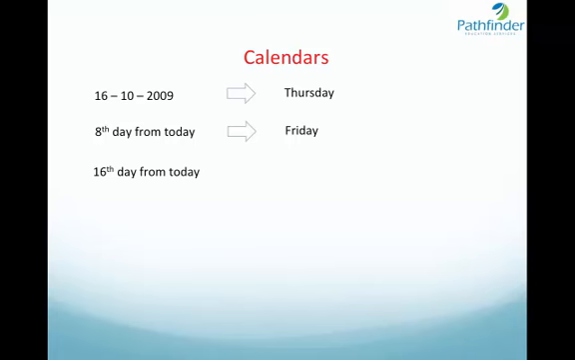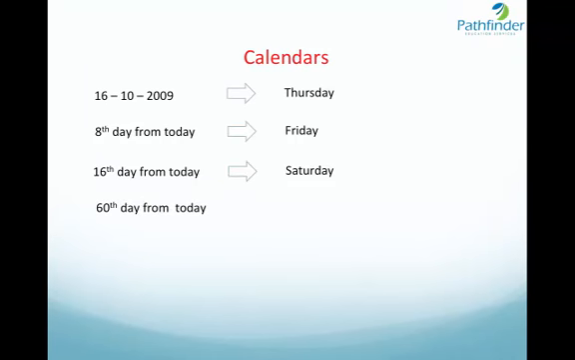And remember, you have to count the number of odd days after the reference day. Let us say I want to calculate the 16th day from today. Again, I divide 16 by 7. What is the remainder? The remainder is 2. And what is my reference day? Thursday. So I will calculate 2 days after Thursday. So the first day is Friday and the second day is Saturday. So the 16th day from today must be a Saturday.